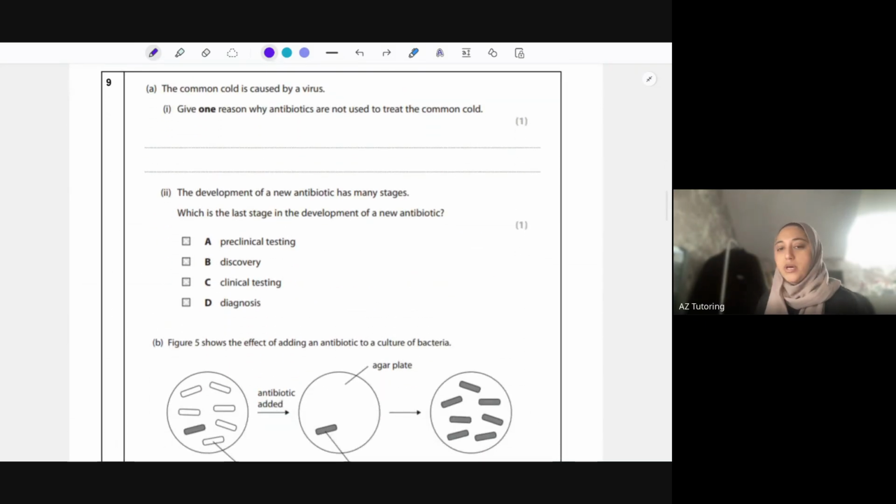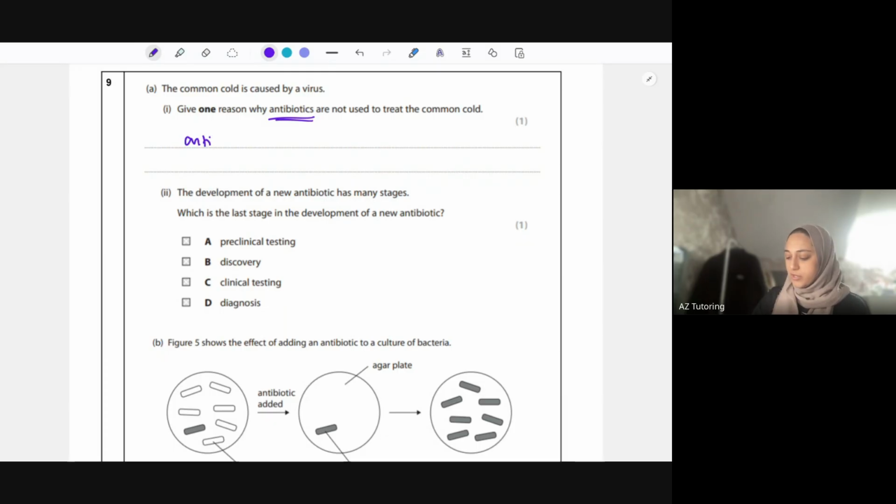Okay, question 9, we're on about viruses now. The common cold is caused by a virus. So remember, there's 4 types of pathogens: bacteria, virus, protist, and fungi. It says, give one reason why antibiotics are not used to treat the common cold. Well, antibiotics are only used for bacteria, whereas the common cold is caused by a virus. So you can't use antibiotics for that reason.